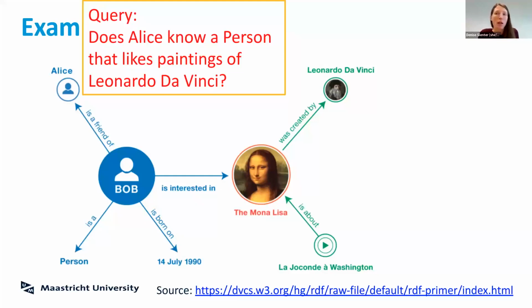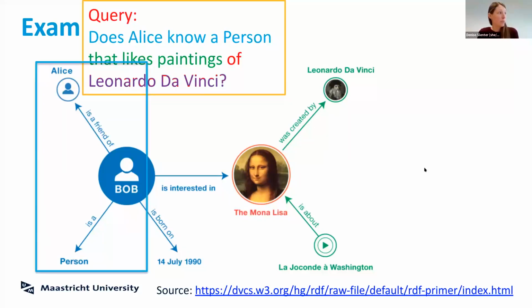So now you see we're already going into some more details, and that we're trying to link different types of information together. So what I did for this question, I used some colors in the next slide to indicate what part of the question is where in this graph. So does Alice know a person? Yes, she knows a person because she's a friend of Bob, and Bob is a person, and friend of is kind of assuming that they know each other.